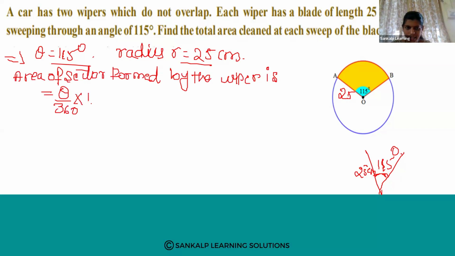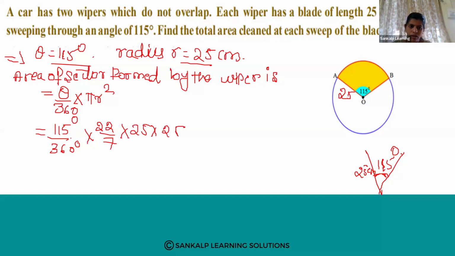Area of sector is theta divided by 360 into pi r square. So theta value is 115 degree divided by 360 degree into pi value is 22 divided by 7, r is 25 into 25, right?